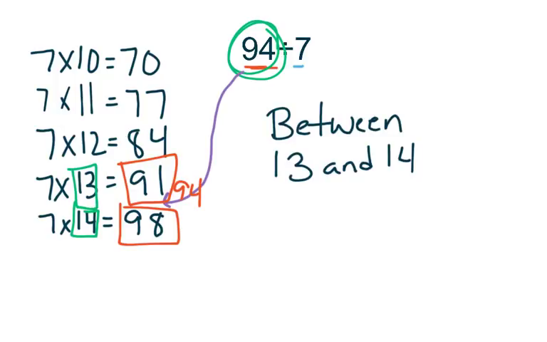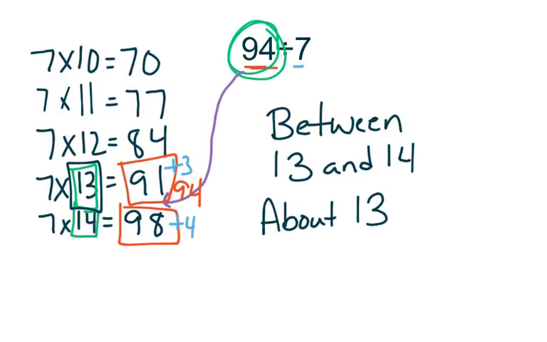Now, my next step is for me to find my about. Which is it closest to? Is 94 closer to 91 or to 98? If I'm not sure, I can count up. 91 plus 3 gives me 94, but 94 plus 4 gives me 98. So my actual quotient is going to be closer to my 13, because that's the number that I'm multiplying by to get to 91. So my actual quotient is going to be about 13.